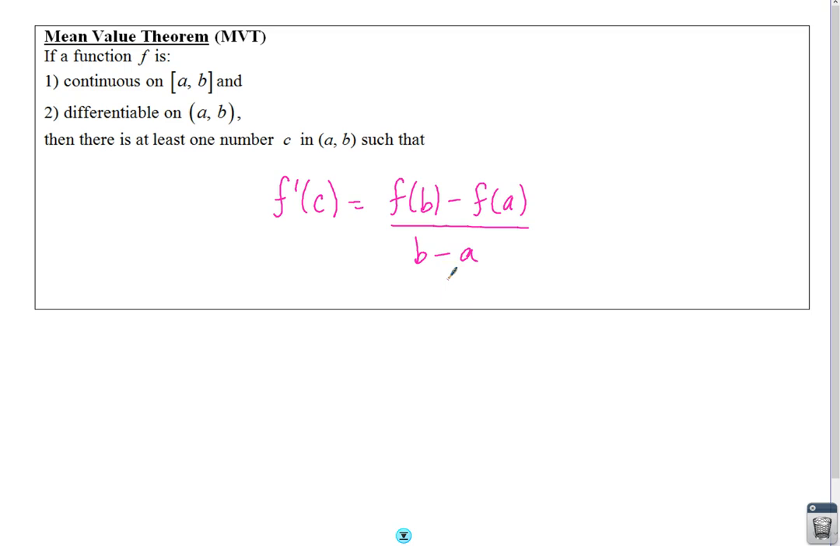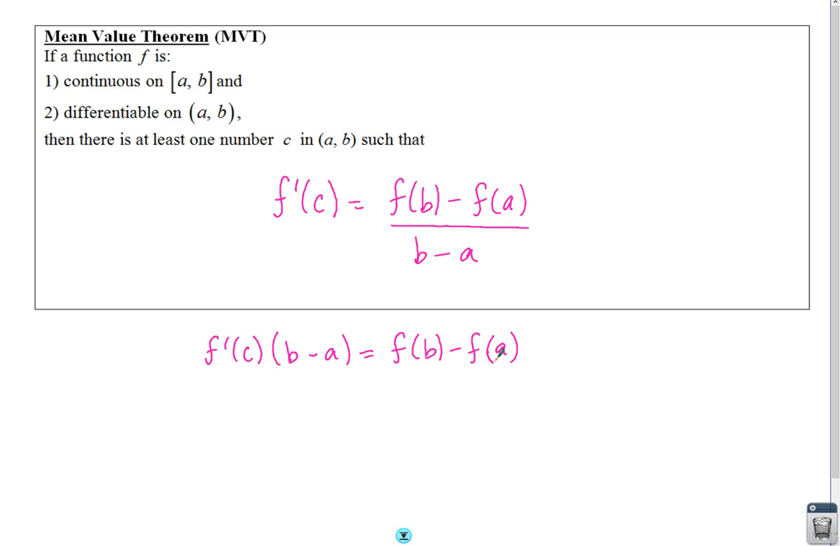The reason why I brought MVT up again today is another useful version of this is to rearrange it. The first thing I'm going to do is think of this as a single number. Once I figure out what b and a are, I subtract them and come up with a single number. I'm going to rearrange this by multiplying b minus a to both sides. So I'm going to end up with f prime of c times b minus a is equal to f of b minus f of a. So far, have I done anything super weird and crazy? No, I just multiplied my denominator to both sides.